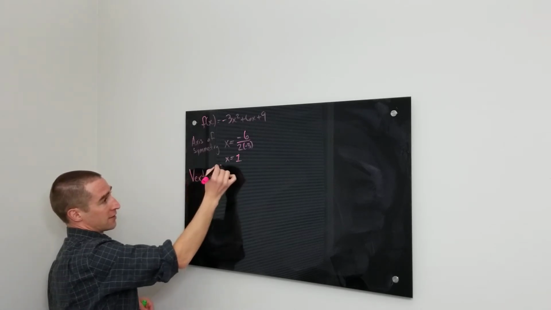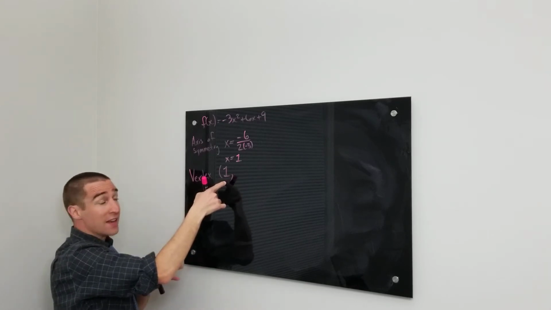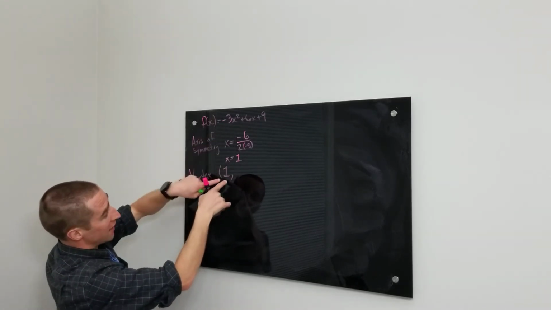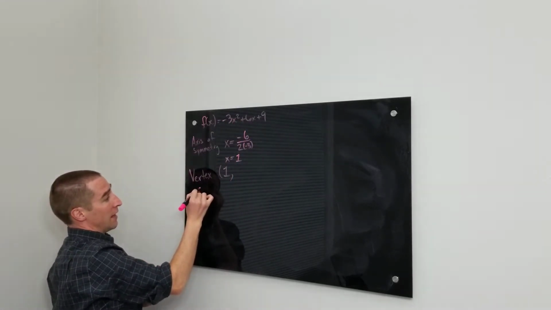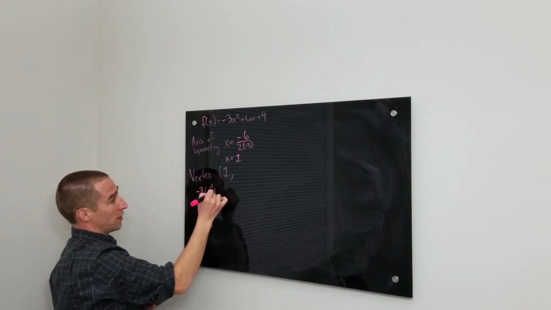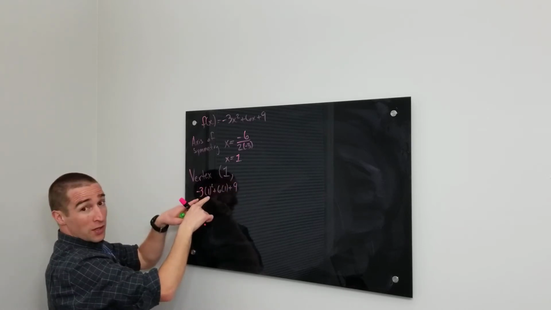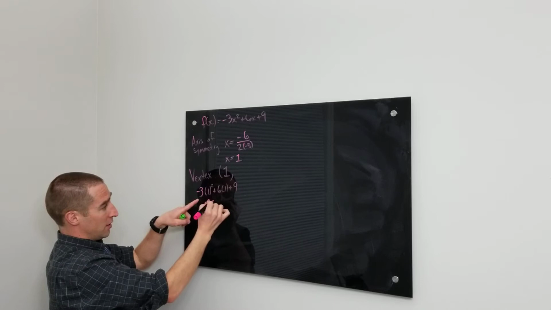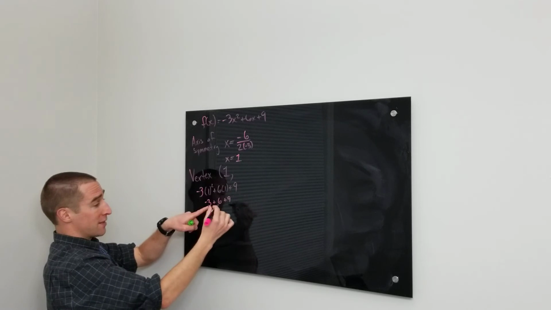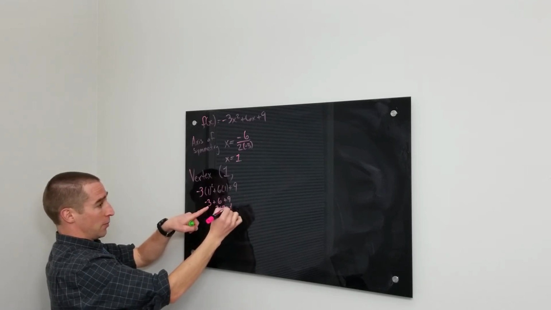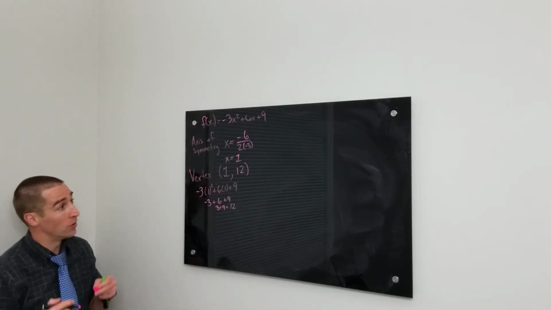For the vertex, the x number is the x number from the axis of symmetry. So we've got that. Now what we're going to do is we're going to take this x number and we're going to replace the x's in the equation. So we're going to say negative 3 times 1 squared plus 6 times 1 plus 9. So 1 squared is 1 times negative 3 is negative 3, and then plus 6, and then plus 9. Negative 3 and 6 give us 3, plus 9 equals 12. So it's 1 comma 12. 1 comma 12 is our vertex.